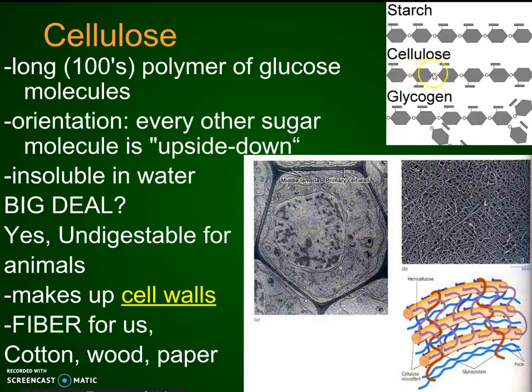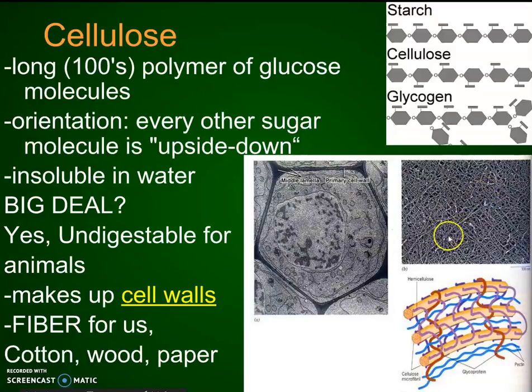Now, because it has this orientation, it is insoluble in water, meaning water can dissolve starch, but water cannot dissolve cellulose. One thing I say in class is do not confuse cellulose with cellulite. Cellulite are fat cells, and they are not carbohydrates. So cellulose is what makes up cell walls in plant cells. Plants don't have bones and ligaments and tissues, so they need some kind of support. And so cellulose is that support.